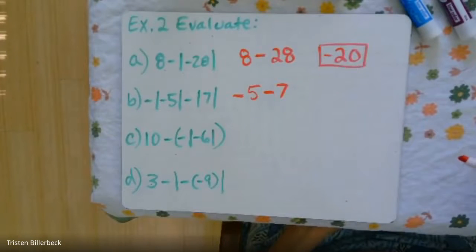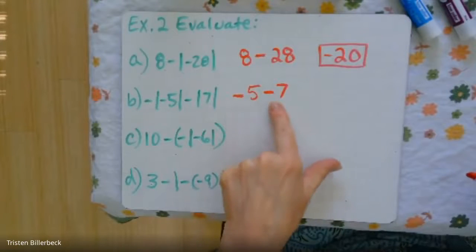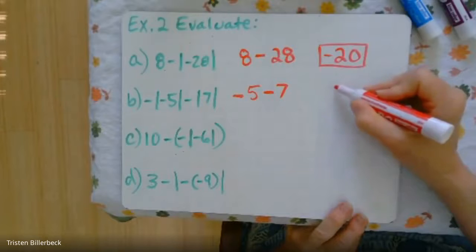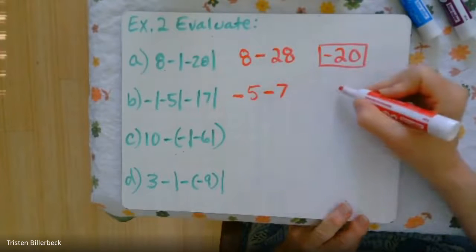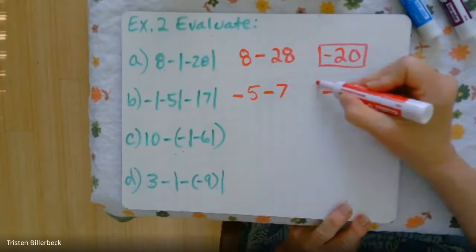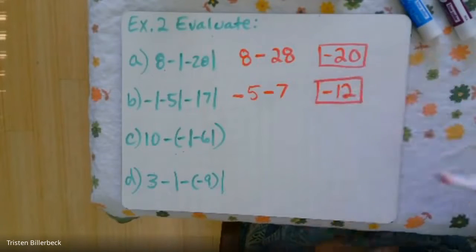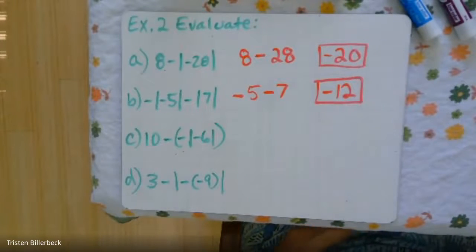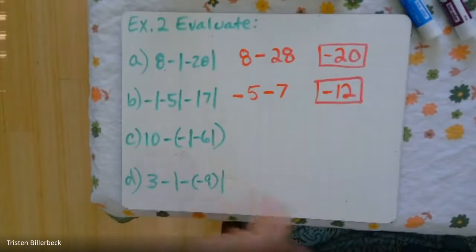Okay. So now we have same signs, so we add them. 5 plus 7 is 12. And the larger number has a negative sign in front of it, so we have negative 12. All right, so let's look at this.